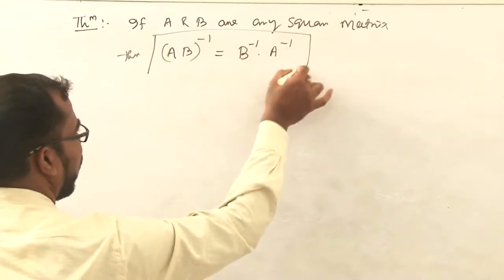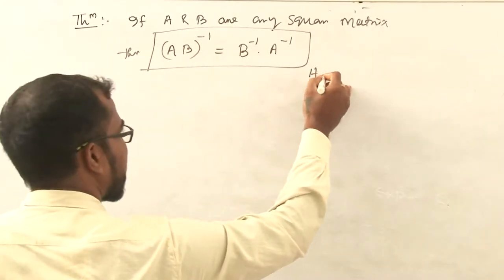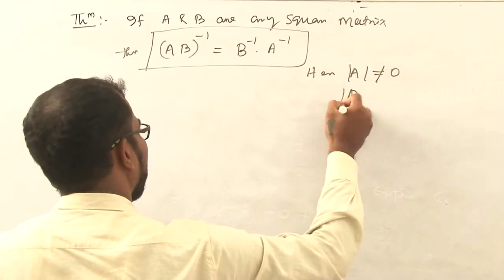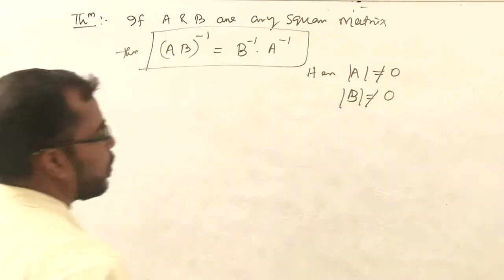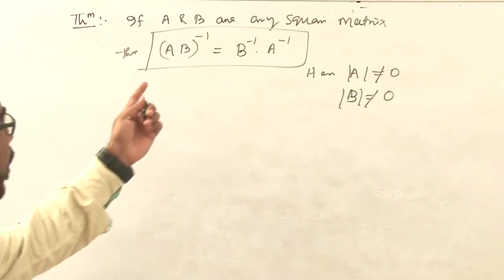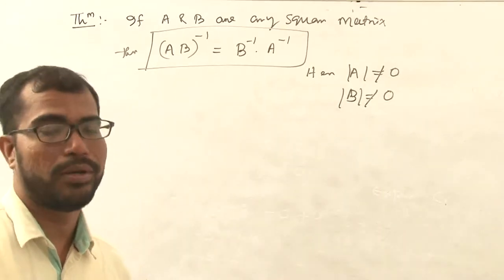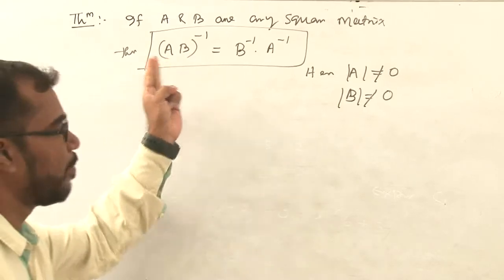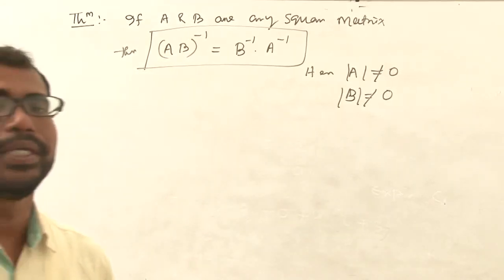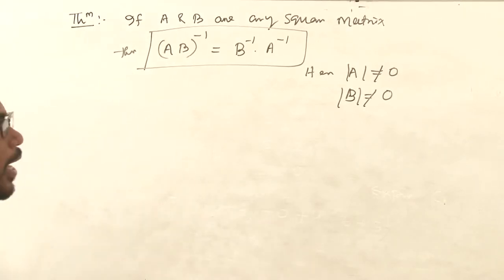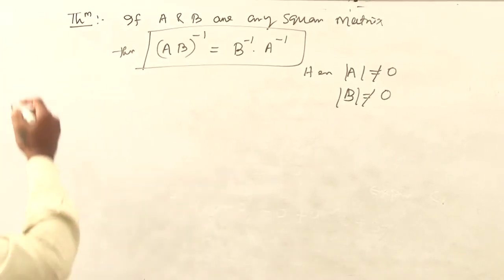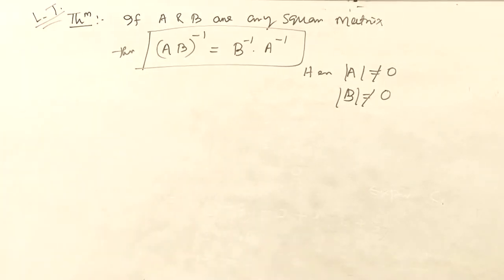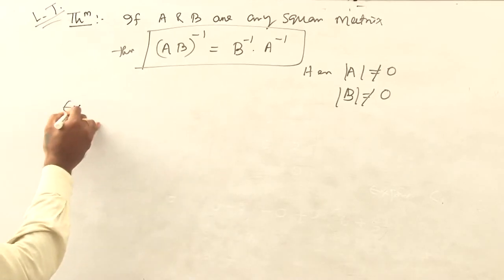So that is the formula, and here is the condition that determinant of A is not equal to 0 and determinant of B is also not equal to 0, because it's not possible to evaluate if the determinants of A and B are 0. Okay, so this is the theorem that inverse of AB is equal to inverse of B into inverse of A, and that is very important. It is a long question type problem to evaluate, so we can take an example.